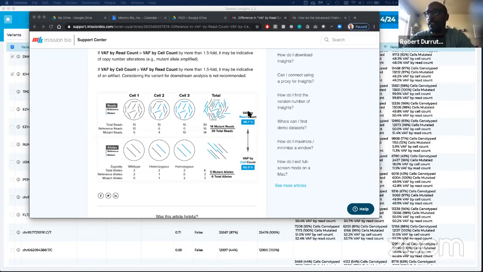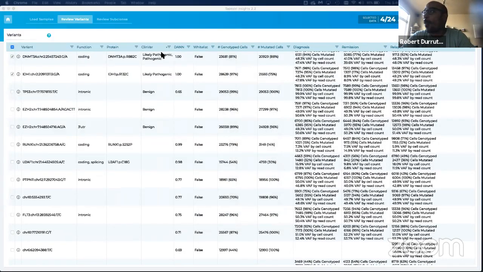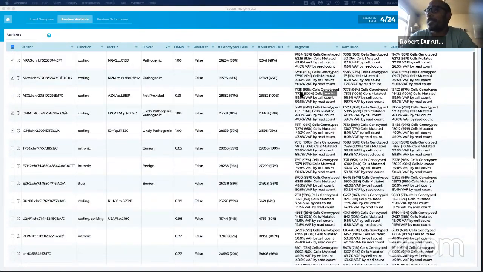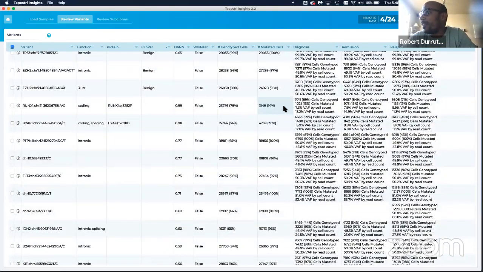If it is discrepant, it either means there's some systematic error or some artifact, or there is a potential copy number event happening, where you may have an amplification of a specific mutant allele, and then the read count metric would be higher. And so this is just a short introduction of why we have those two metrics. As you can see now with RUNX1, this particular one, you see a discrepancy of almost 2x across the board. So again, if you don't expect any copy number, this variant should not be included.